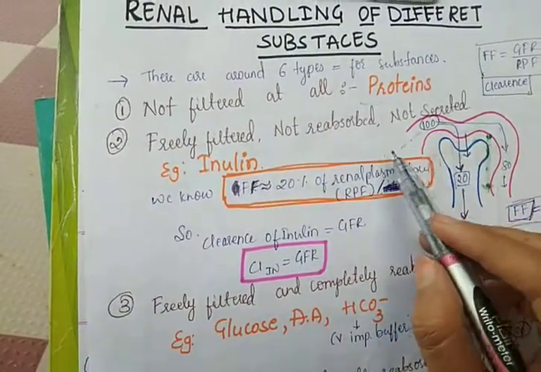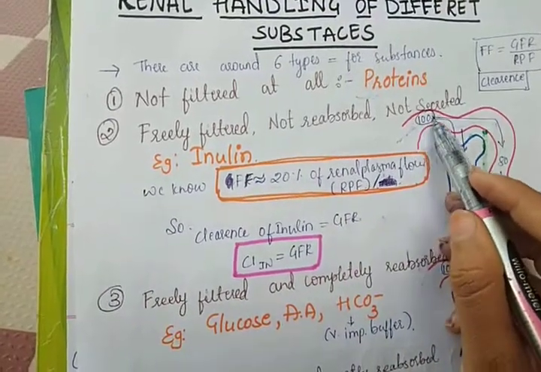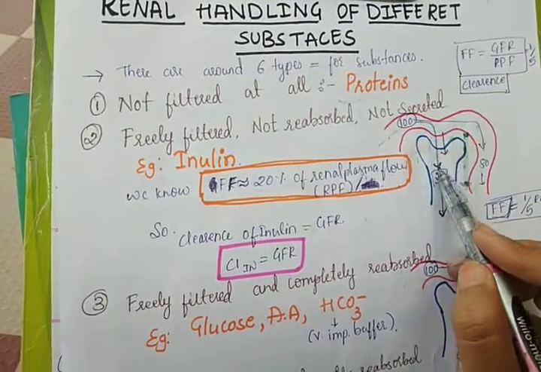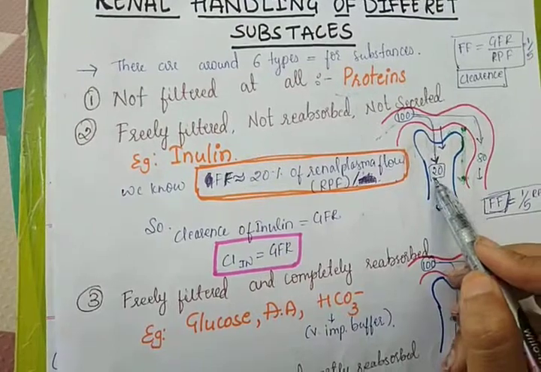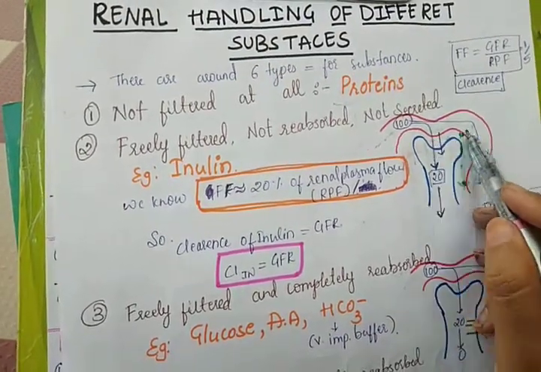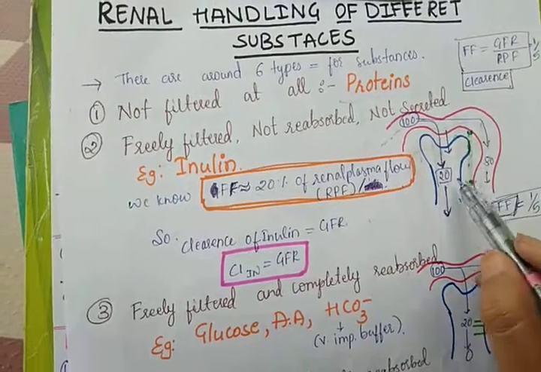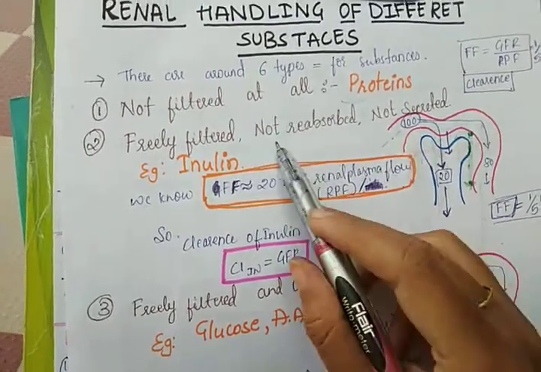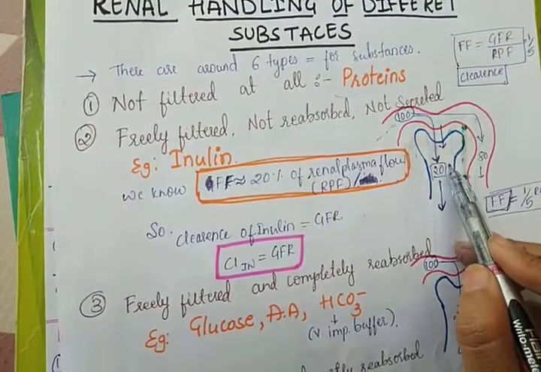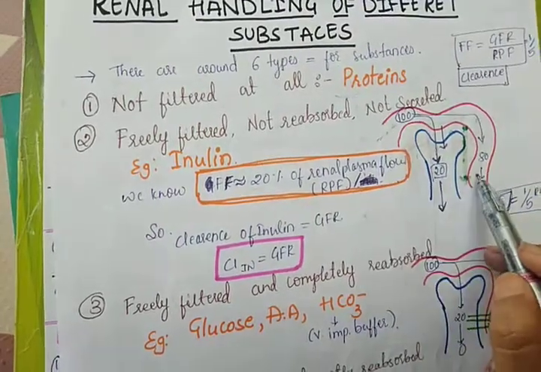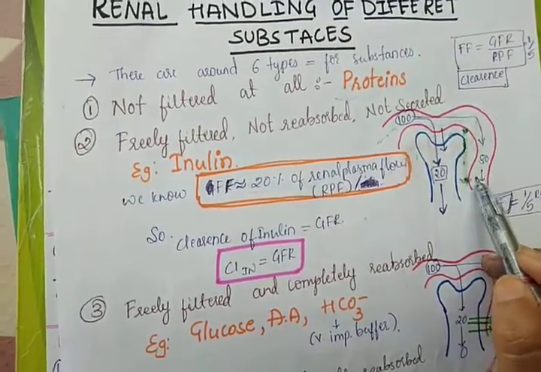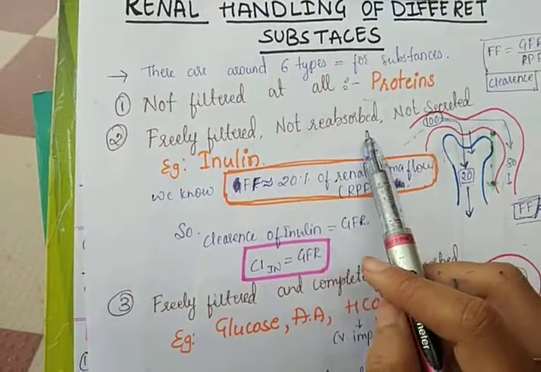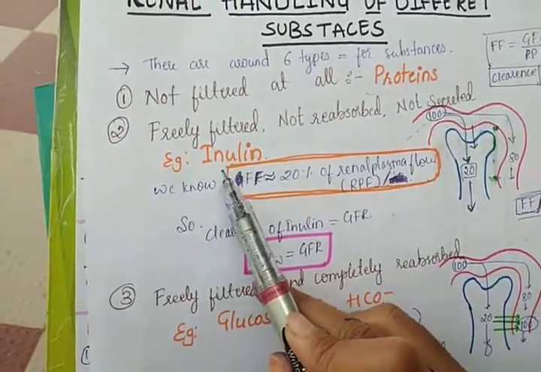That means if the concentration of a substance is 100% in the plasma, according to GFR or filtration fraction, 20% of it will be freely filtered into the nephron, and the 80% will remain in the blood vessels. Now this freely filtered 20% will be excreted through the urine, not reabsorbed. It is not reabsorbed through the nephron and not even secreted from the capillaries to the nephron. So this is freely filtered, not reabsorbed and not secreted. Example for this is inulin.